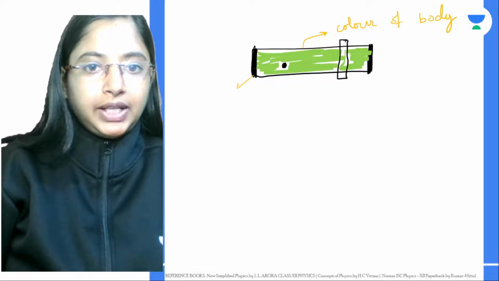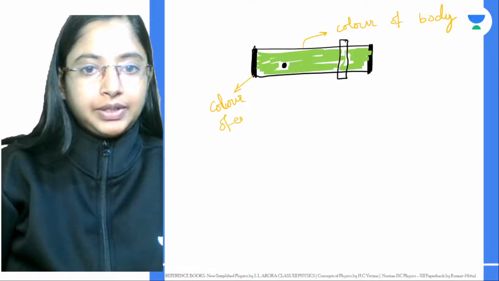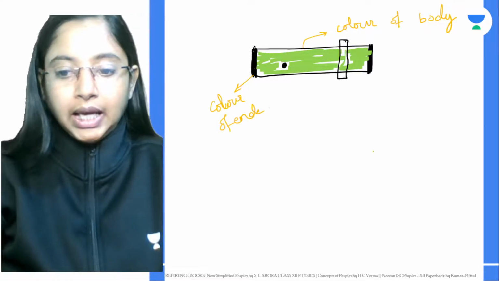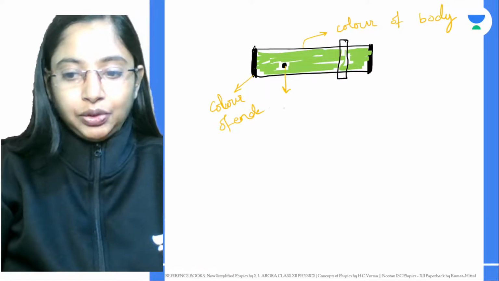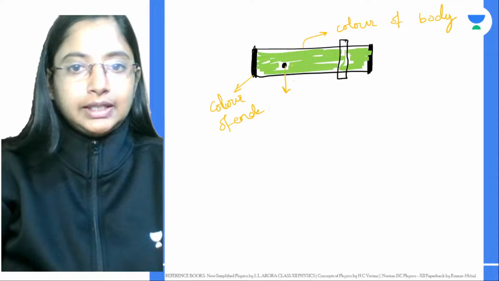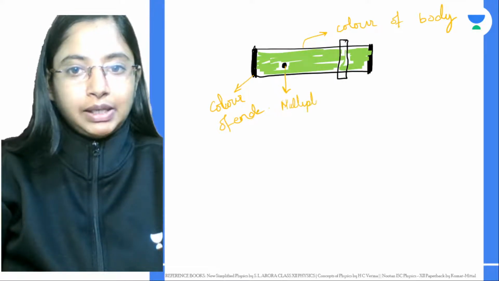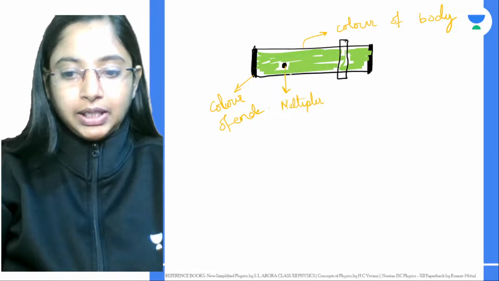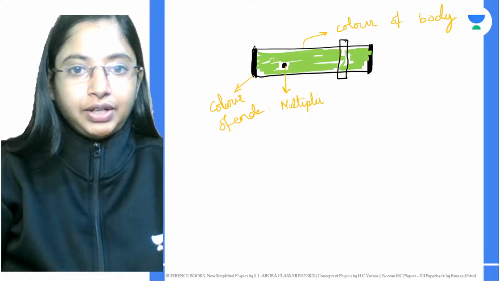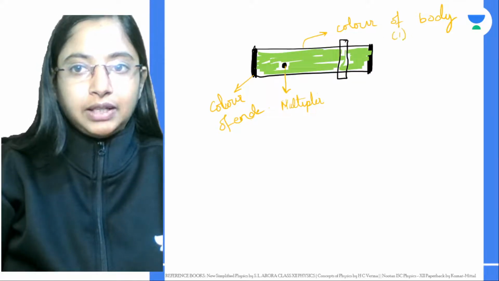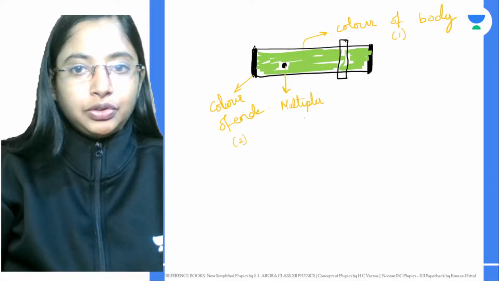Now what is the color of the ends? That gives you the second significant digit. And whatever is the color of the dot over here, this will give you the number of zeros, that is the multiplier value we saw. This gives you the number of zeros to be placed after the significant figures. After these two significant figures: the color of the body is the first significant figure, the color of the ends is the second significant figure, and the multiplier tells you how many zeros you need to multiply with.